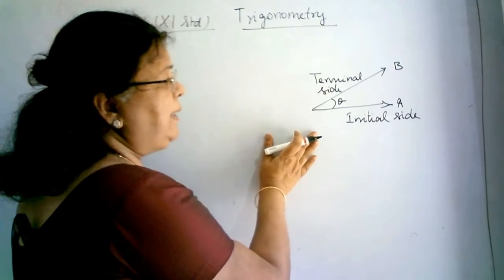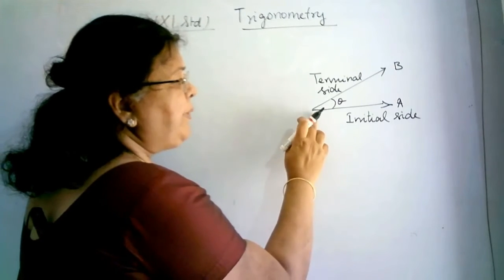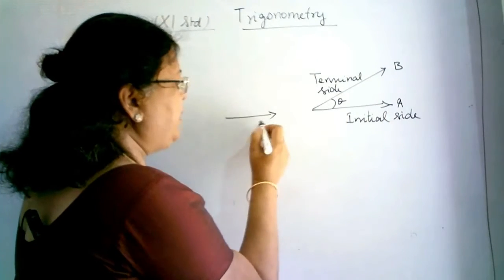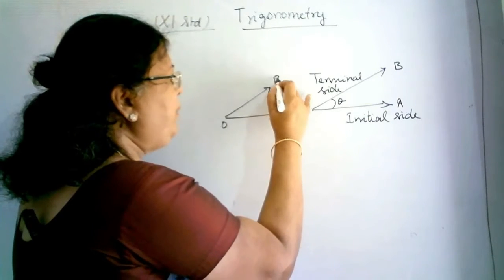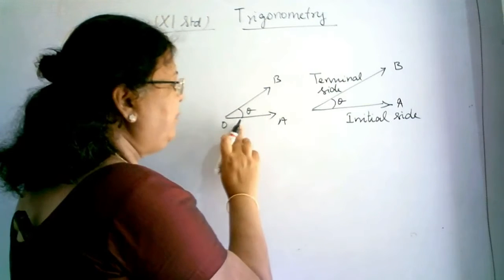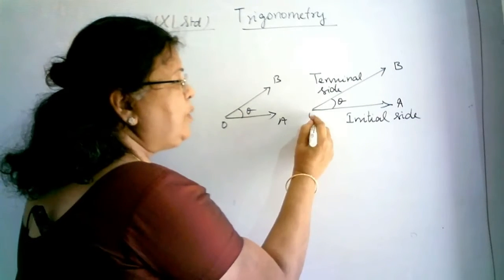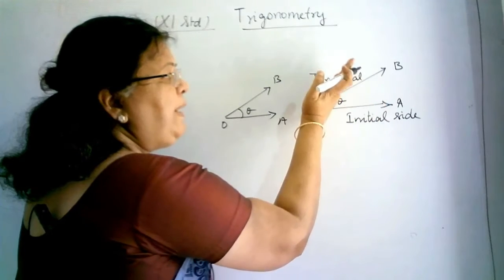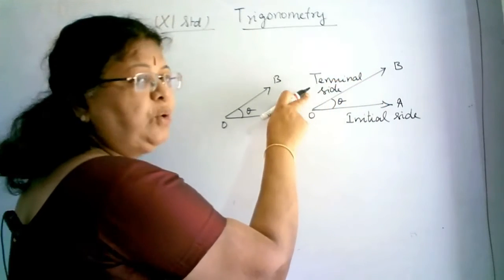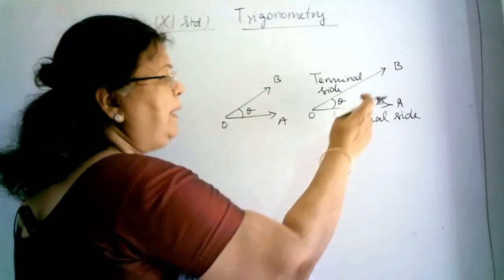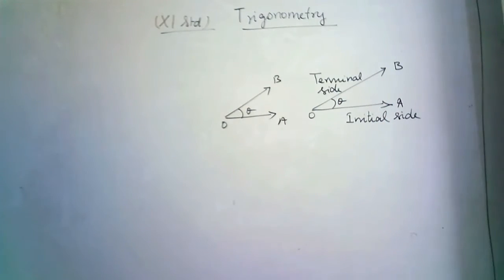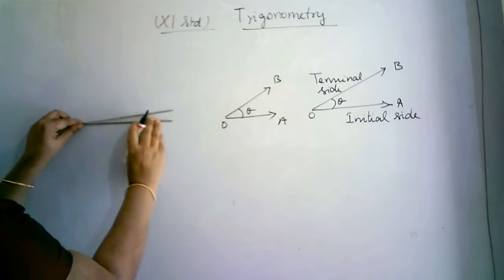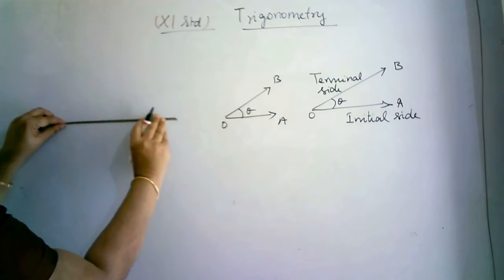First, we are having a line. This is OA, and the other line, OB, is making some inclination with OA. This OA is known as the initial side, and the line making the inclination is known as the terminal side, that is OB. OA is the initial side and OB is the terminal side. Say for example, if you have two lines that coincide.